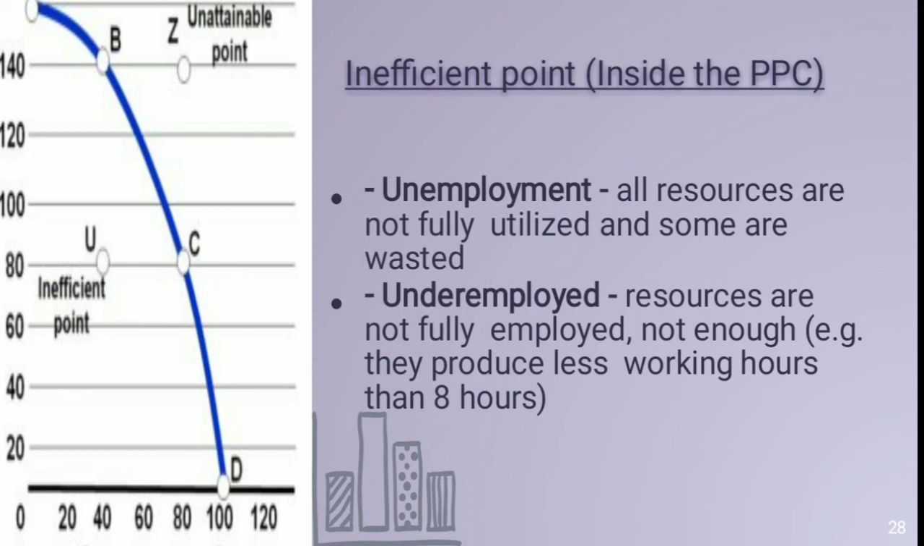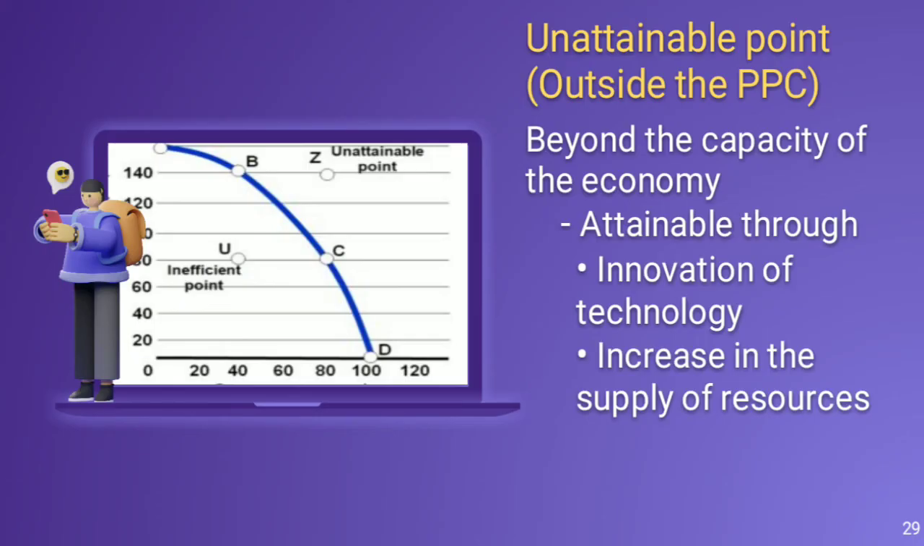Unattainable point outside the PPC. If an economy is operating at a point inside the production possibilities curve, its resources are not being used efficiently. A point outside the production possibilities curve represents a combination of goods that is unattainable. Beyond the capacity of the economy, attainable through innovation of technology, increase in the supply of resources.